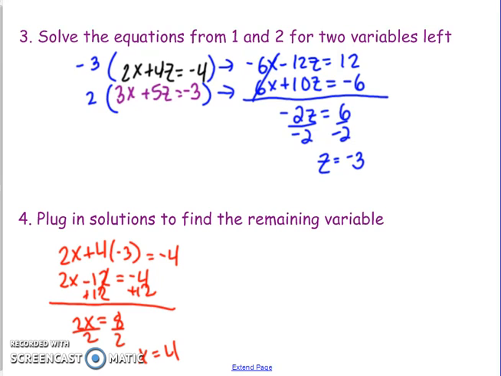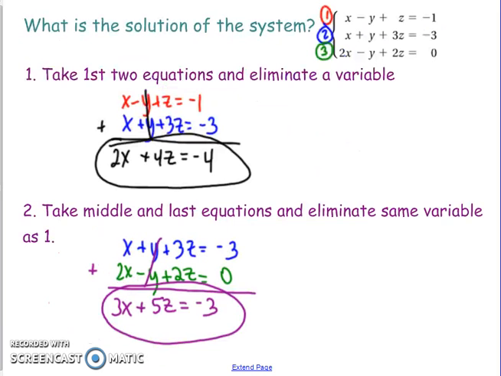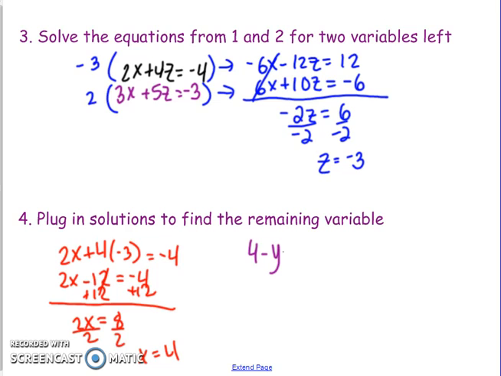So my x is 4. I don't know y, so it stays minus y. Then I have plus z. So plus, and my z is negative 3. And then equals negative 1. So this is just going to be 4 minus y minus 3 equals negative 1.